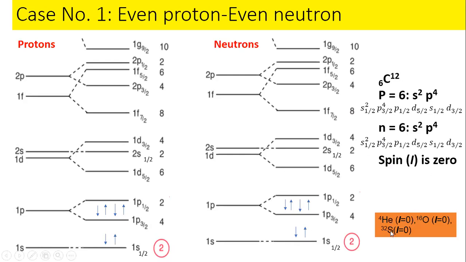There are other cases like helium-4, oxygen-16, or sulfur-32. You can calculate in a similar way. All three have an even number of protons and an even number of neutrons, and the nuclear spin for these nuclei will be 0.